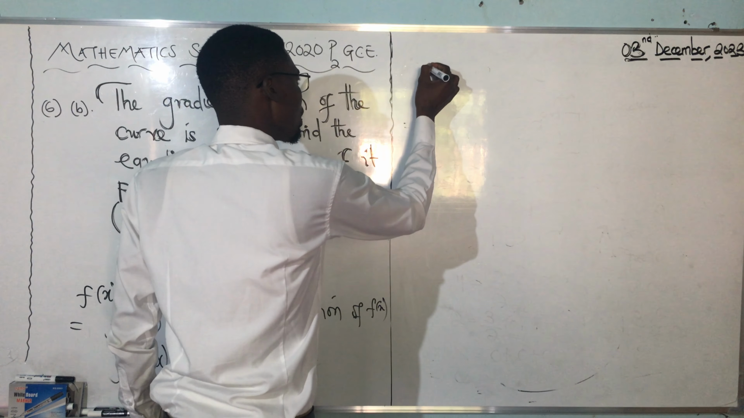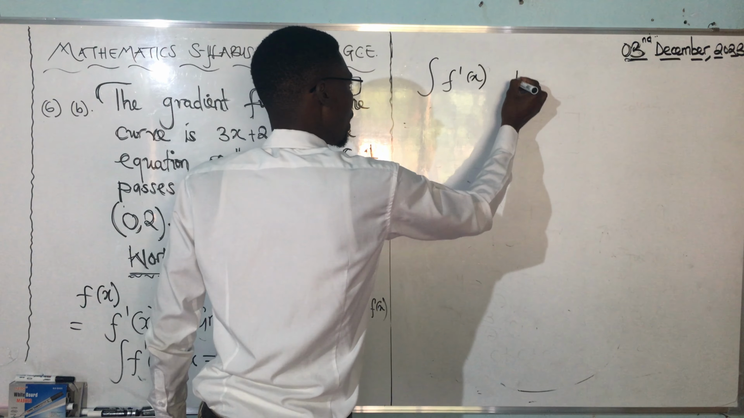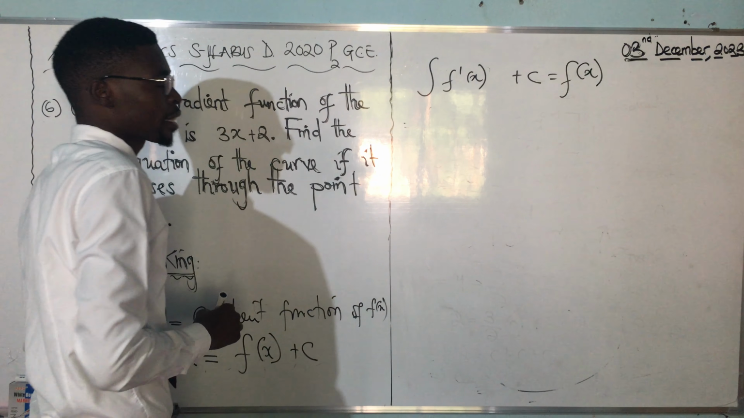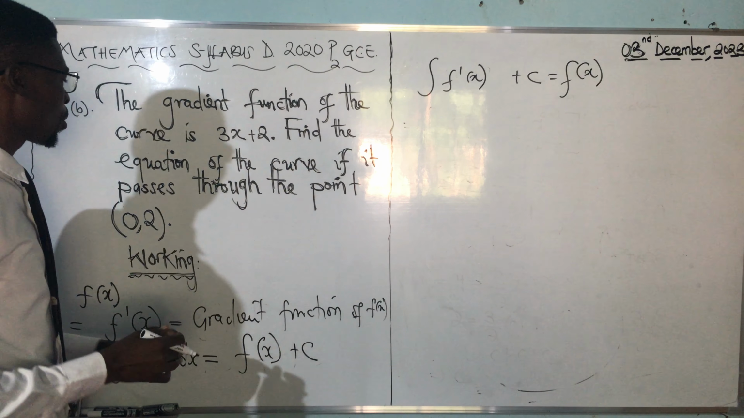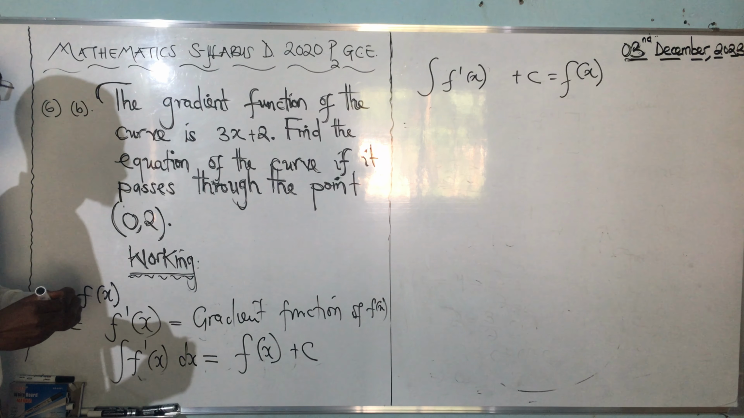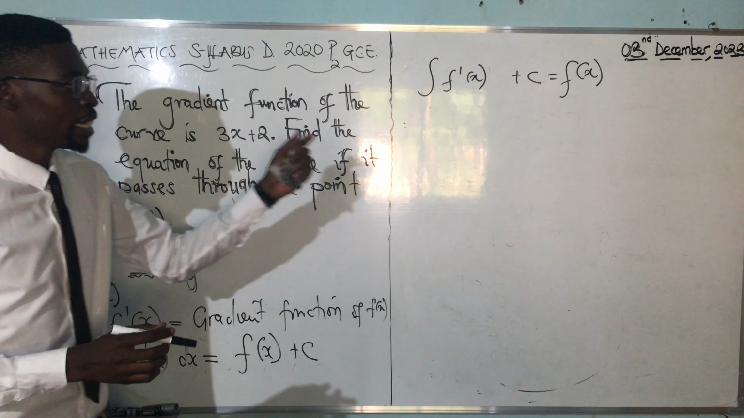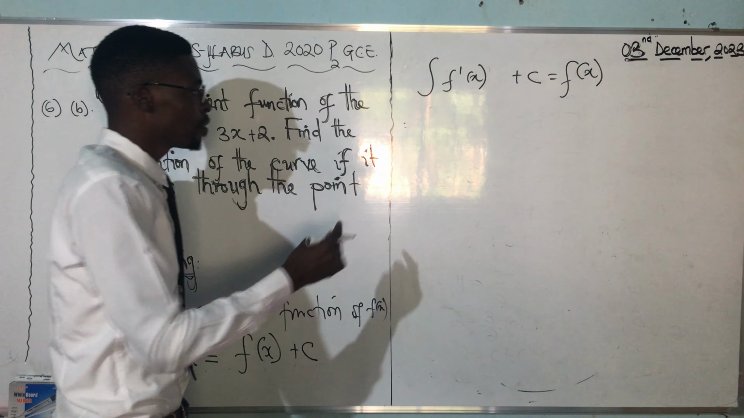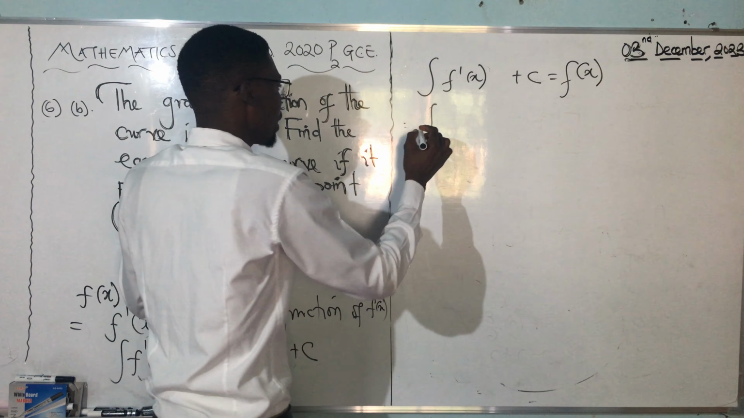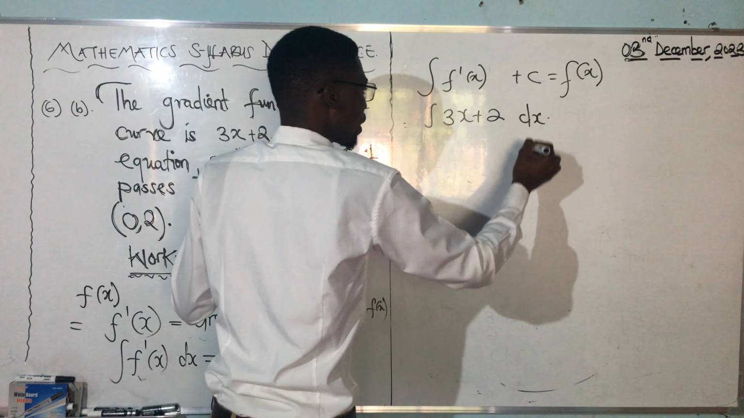So we are going to have the integral of f prime of x, plus c, as the equation of the function f of x. That's what we are looking for. Because we are given a point through which this curve passes, we can solve for c. Therefore, let us now integrate: the integral of the gradient function 3x plus 2 with respect to x.